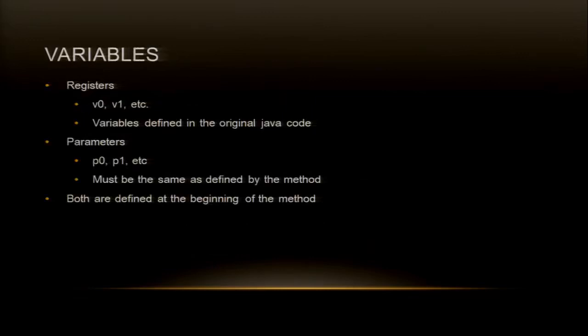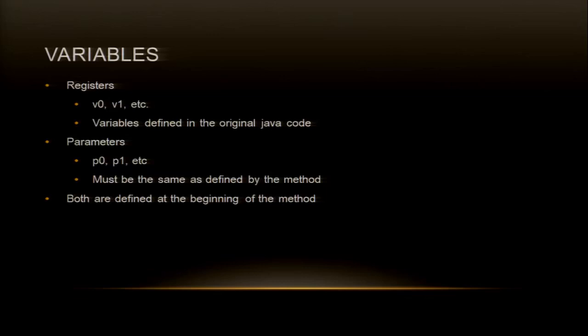So the first thing, variables, right? Every program has variables and how you handle everything that you need to handle. So in the smali files, you'll see two types of variables listed, registers and parameters. Registers are always v0, v1, v2, etc. I've seen it up to like v200 sometimes in programs, so I'm not sure what the limit is for the number of variables. The variables are defined in the original Java code, so that's where they come from. Parameters are obviously passed to a function.